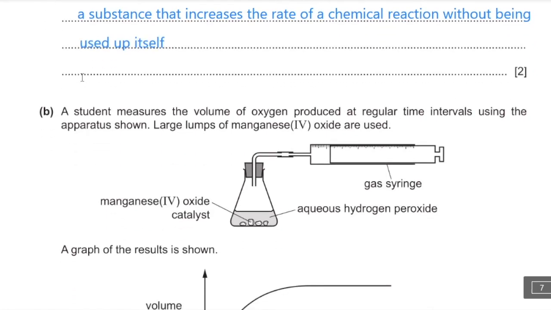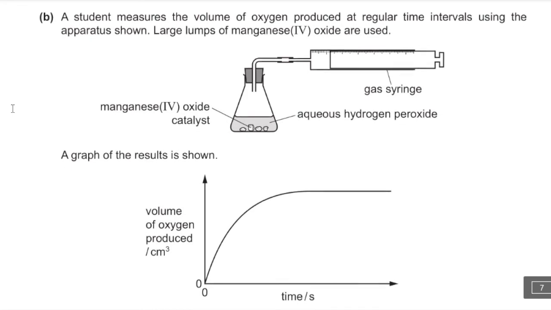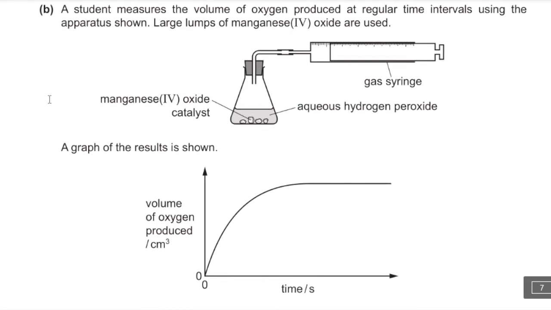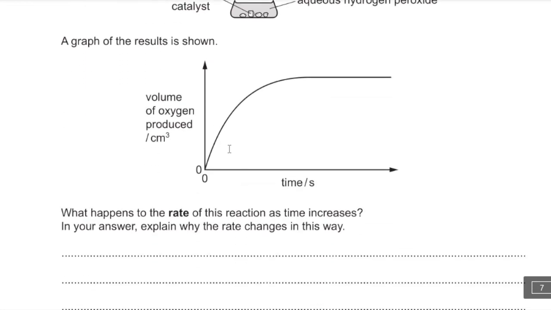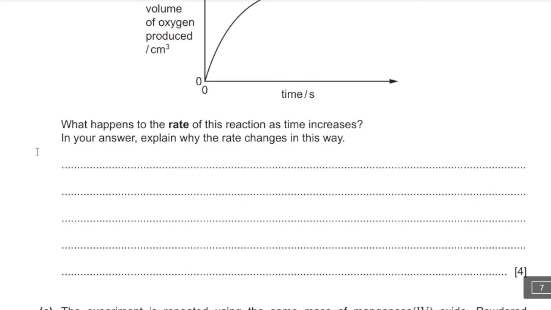B. A student measures the volume of oxygen produced at regular intervals using the apparatus shown. Large lumps of manganese oxide are used. Alright, so here we have the reaction graph. What happens to the rate of this reaction as time increases? In your answer, explain why the rate changes in this way.